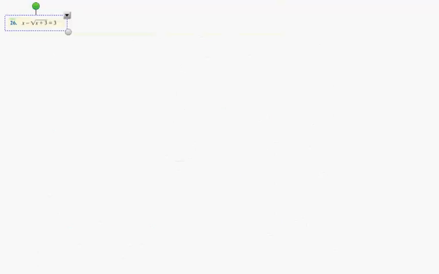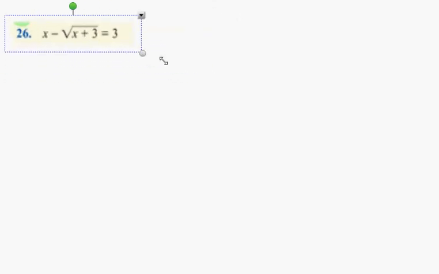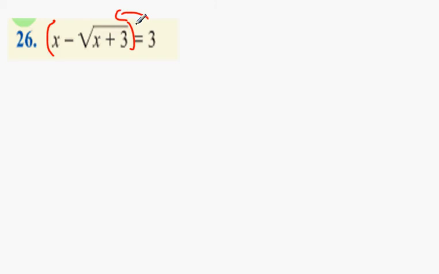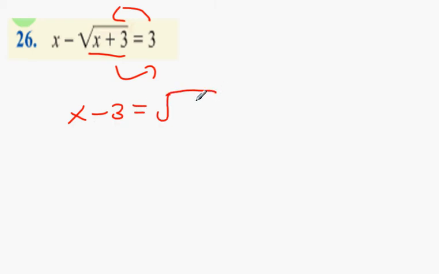Next one. This one here. Solve for x. This is what we call a surd, okay? And with surds, we never ever square a surd when another number is on the same side. So what we always do is move over the numbers. I'm going to bring the full surd over to the right, and the 3 to the left. I'm going to get x minus 3 equals root x plus 3.